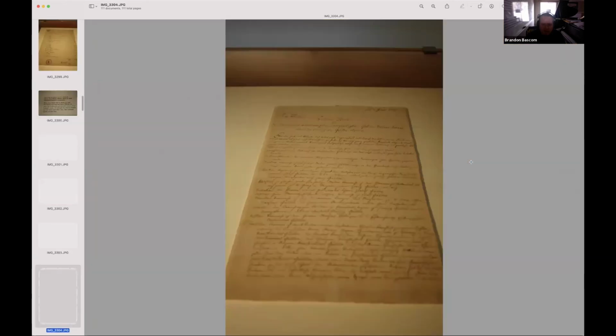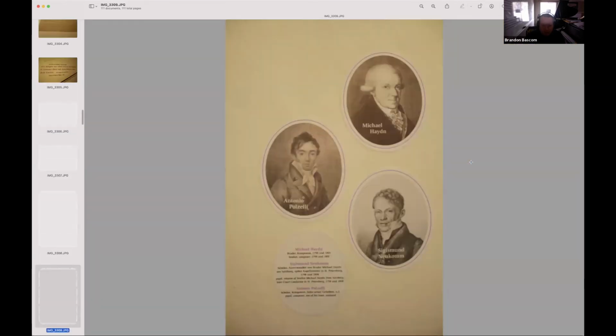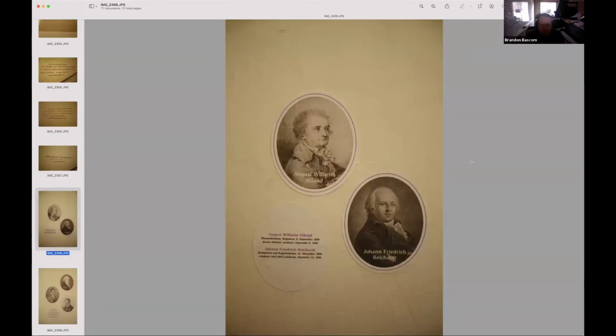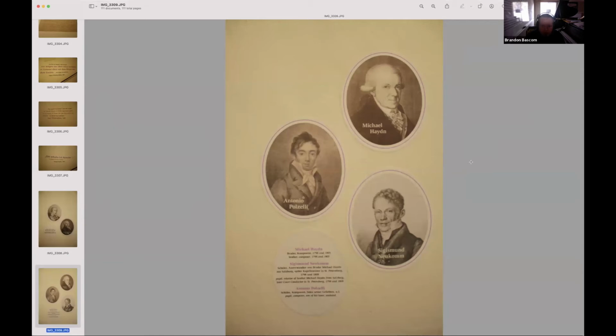I want to just show you this part of the museum. This shows who all visited Haydn at this house. So this was a theater director and a producer, another composer and court conductor. Michael Haydn is his brother, who is also a composer. The St. Petersburg court conductor, Sigismund Neukomm, and Antonio Polzelli was a pupil and a composer.